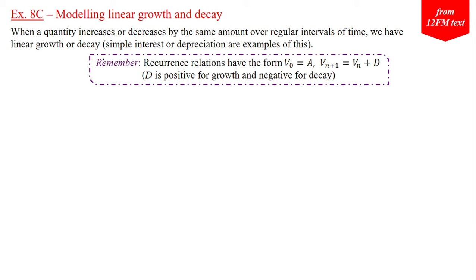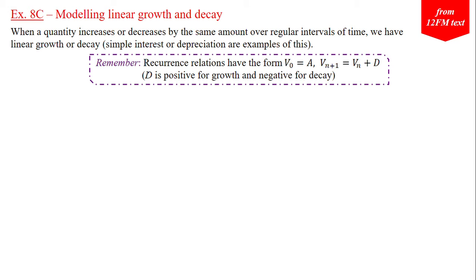In today's lesson, we're going to be looking at exercise 8C from the Year 12 textbook, Modelling Linear Growth and Decay. So when a quantity increases or decreases by the same amount over regular intervals of time, we have what's called linear growth or decay. In previous chapters with financial mathematics, we've looked at simple interest and depreciation, and they're both really good examples of linear growth and decay respectively, okay?